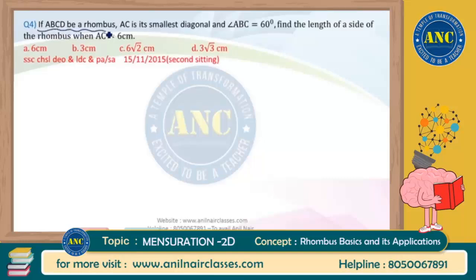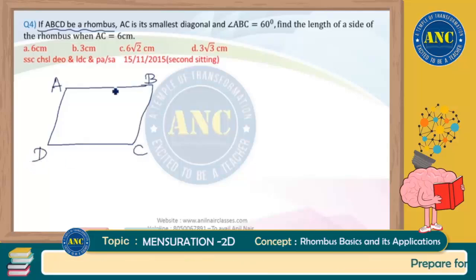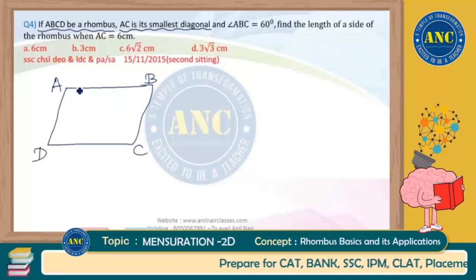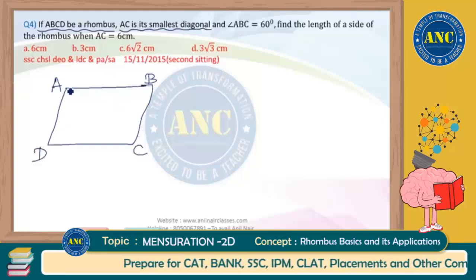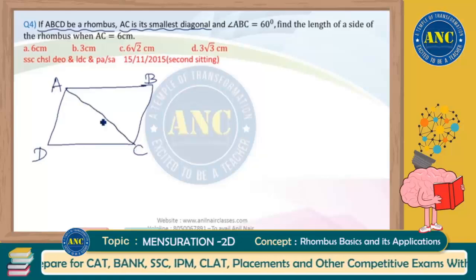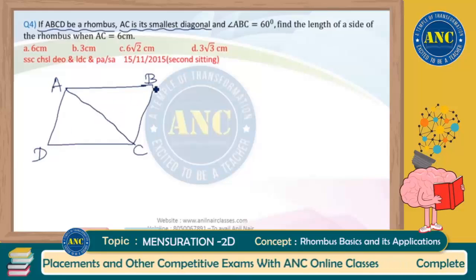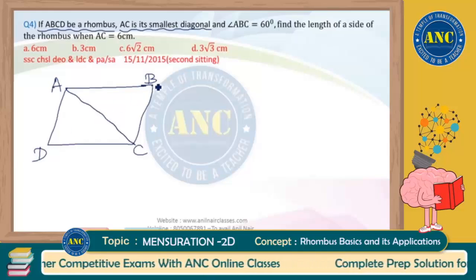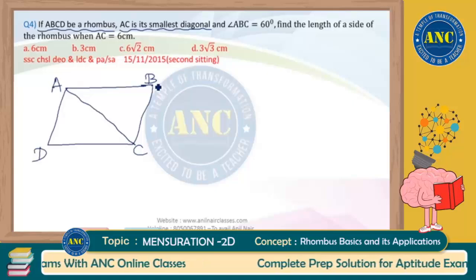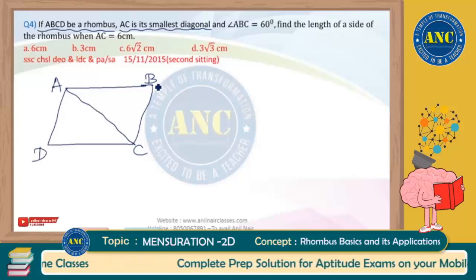If ABCD is a rhombus, that means I have a rhombus. I will name that rhombus as ABCD. AC is its smallest diagonal. That means the smallest diagonal is this particular diagonal. So AC is its smallest diagonal. BD is the longest diagonal, L root 3. AC is the smallest diagonal, L. I hope you are understanding.